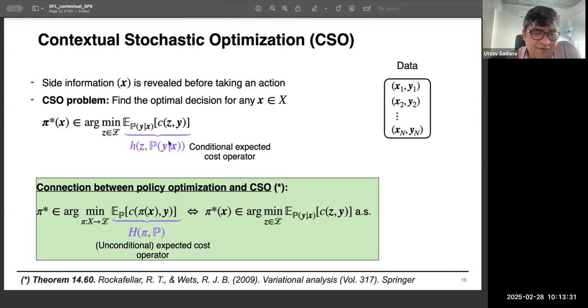In some of the discussion that I will do later on, I will denote this conditional expected cost with this operator H, which takes as input the decision Z and the conditional distribution of y given x. And the unconditional expected cost would be denoted by this capital H, which takes as input a policy and the joint distribution of x and y.